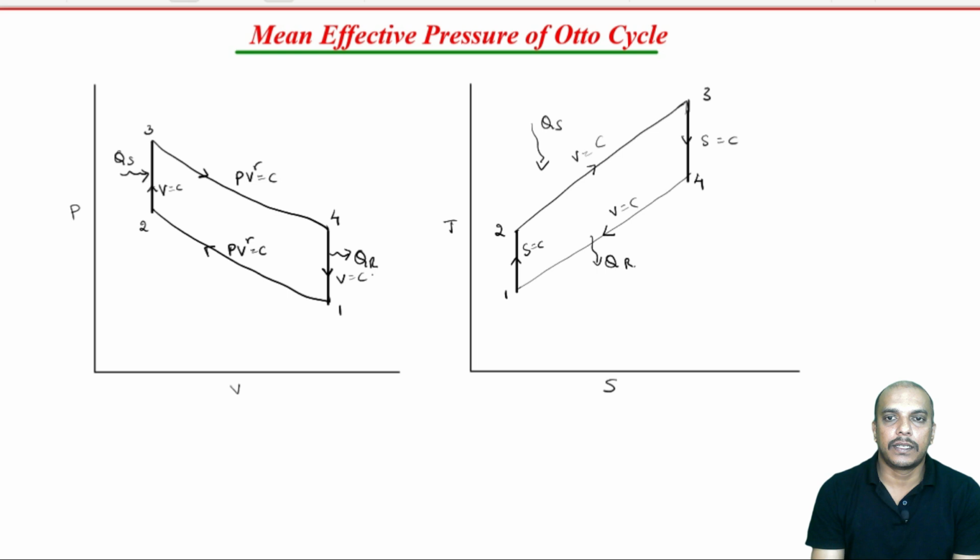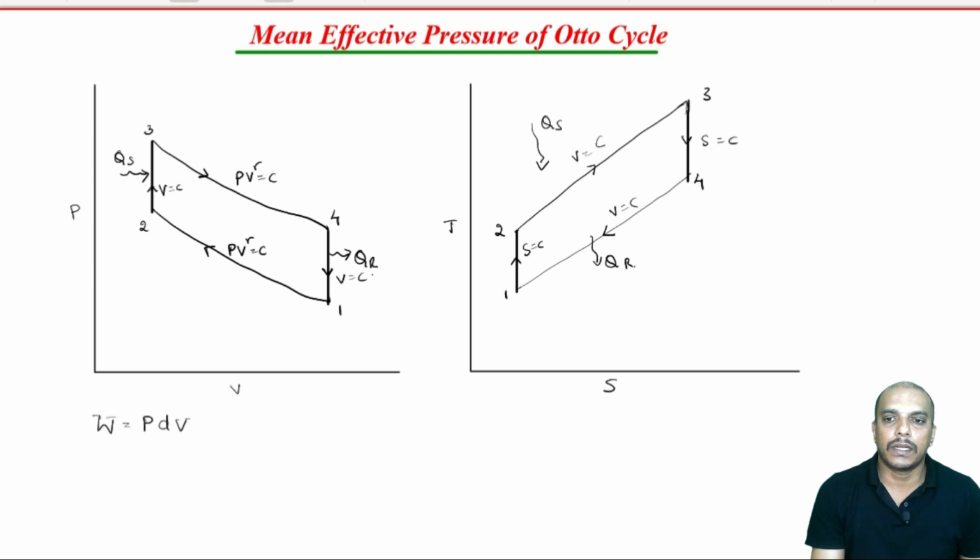In this video, let us derive mean effective pressure for an Otto cycle. Remember, mean effective pressure is a hypothetical pressure which is thought to be acting on the piston throughout the cycle. I mean to say, we have this equation of work transfer. Now, work transfer is given by P into dV, right? So, work transfer is given by P dV.